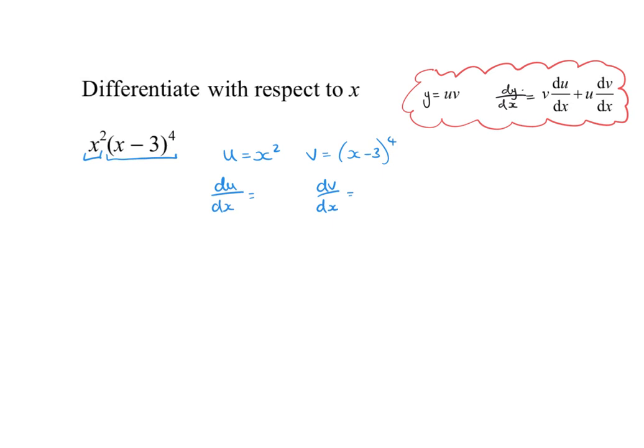Now u is just a straightforward polynomial, so if we differentiate x squared, we're going to get 2x. V is a little bit more complex. We're going to have to use the chain rule to differentiate this function. So let's do this off to the side.